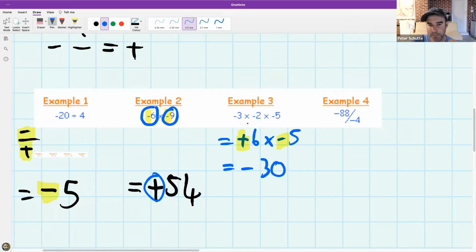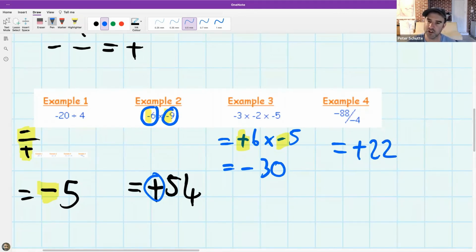Now, some people will say, if you've got a multiplication and you've got an uneven number of negatives, you know that you always end up with a negative. So because there's 3 negatives being multiplied, I knew I would end up with a negative. If there were 4 negatives being multiplied, I'd end up with a positive. Okay, then the last example, negative 88 divided by negative 4. If you've got 2 negatives being divided, you end up with a positive. What's 88 over 4? It's 22.